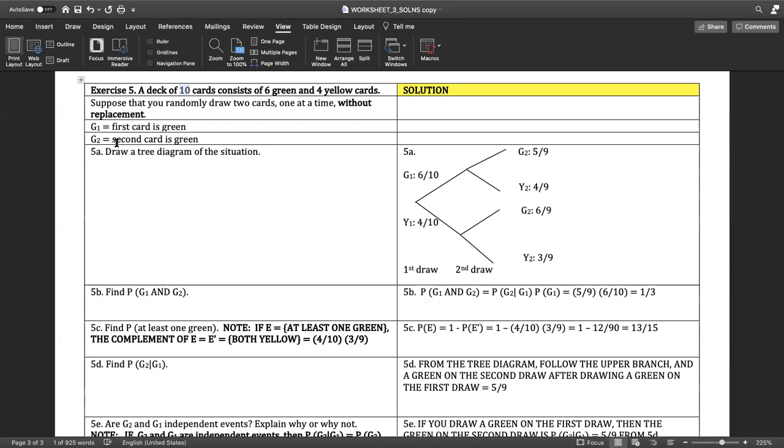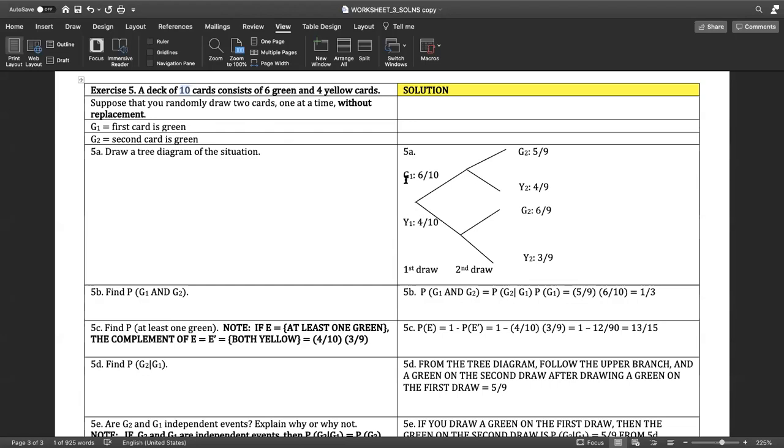Let's call G1 the event that the first card drawn is green. And we'll call G2 the event that the card on the second draw is green, okay? So we're looking at G1 and G2: pick a green card on the first draw, leave that card out of this deck. That reduces the number of cards in the deck to 9 cards, 5 of which are now green, and the other 4 are yellow, okay? So let's draw a tree diagram of this experiment.